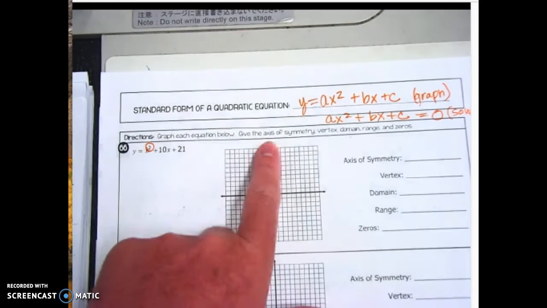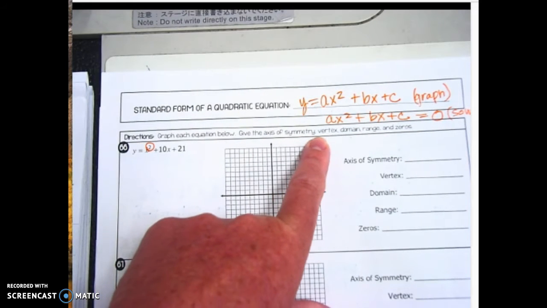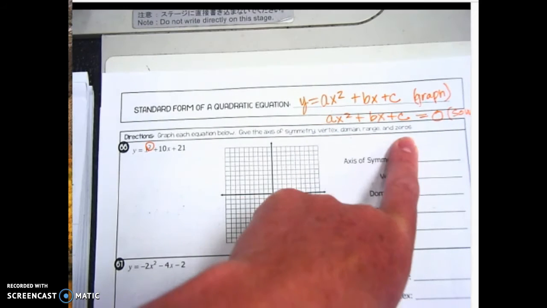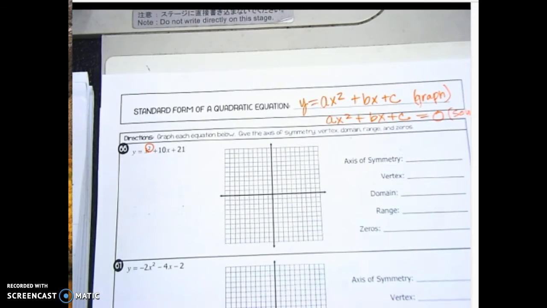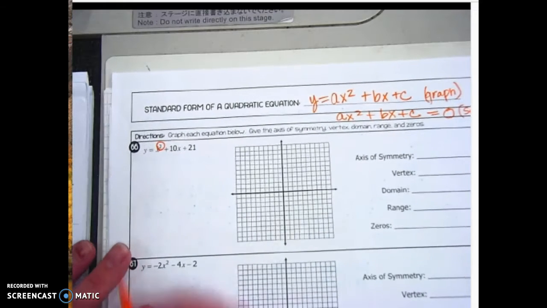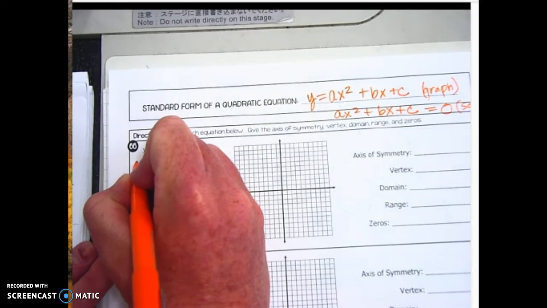Parabolas have special things like an axis of symmetry. They have a vertex. They have a domain and a range, and they have zeros. Okay, so lines, we just have two important things, right? Where they cross the y-axis and their slope. With parabolas, we've got all this other stuff. Okay, so the first thing we're going to do is we're going to find the vertex.